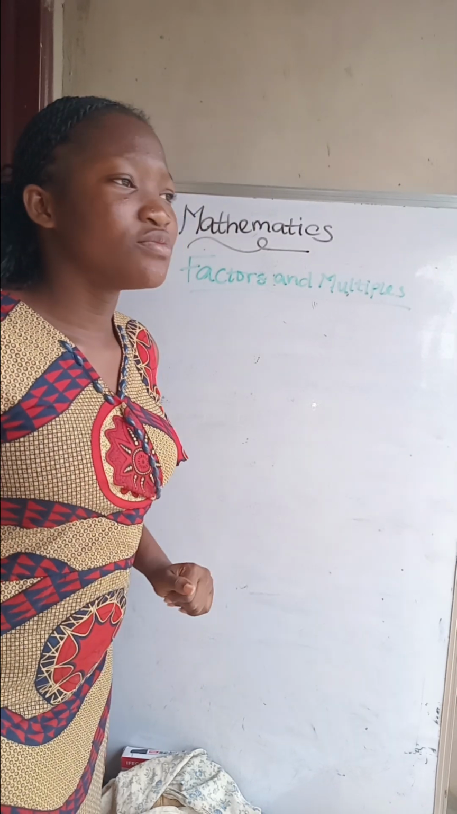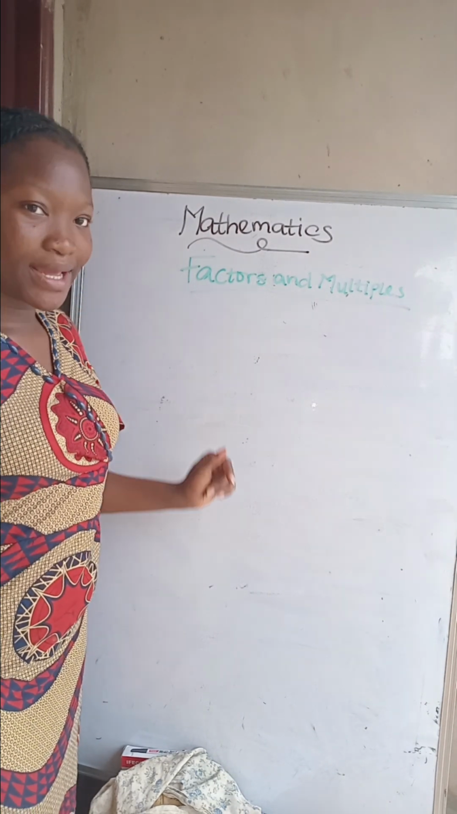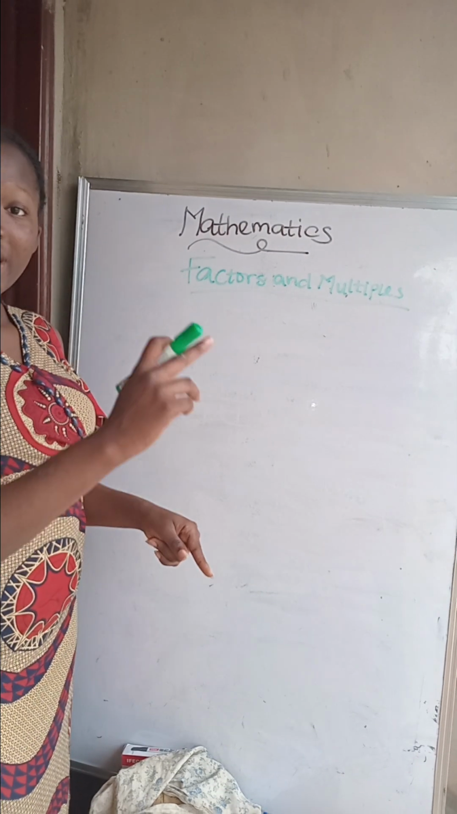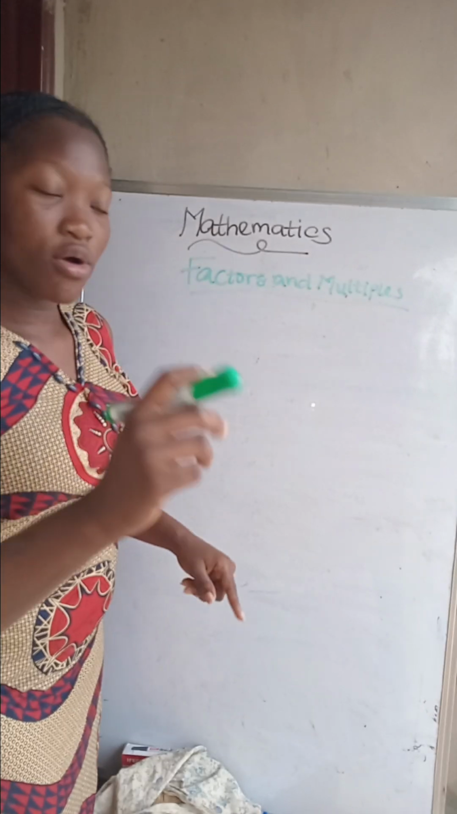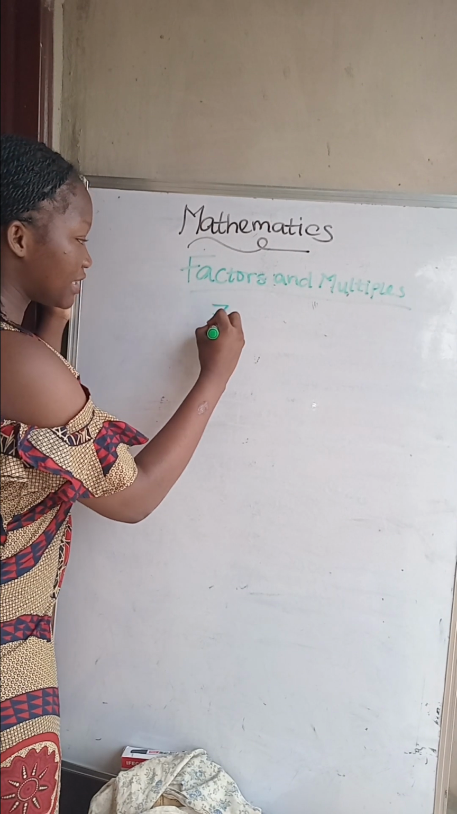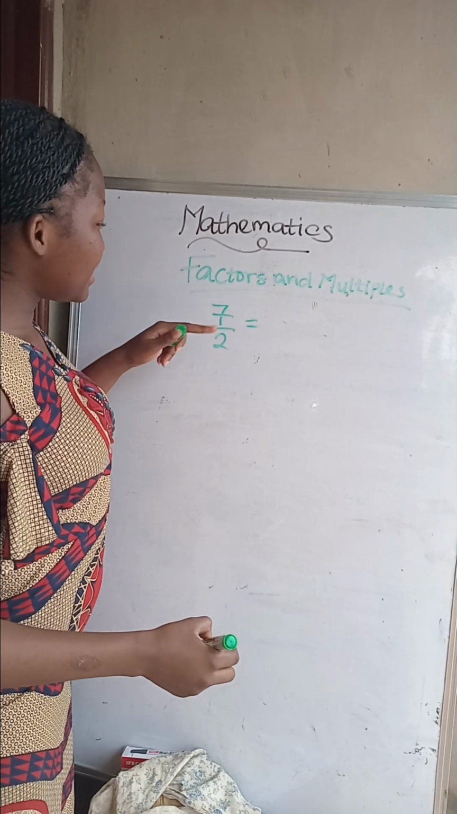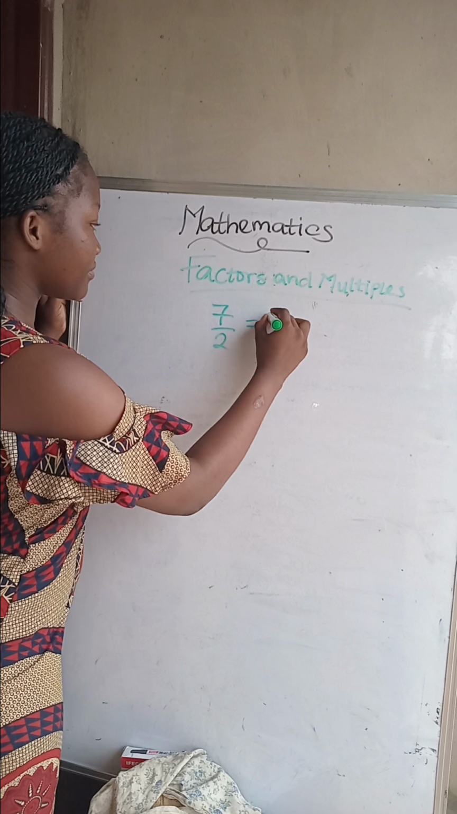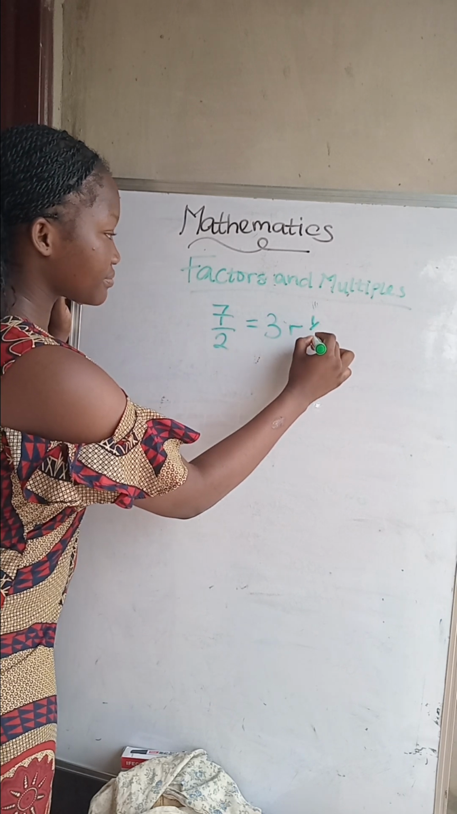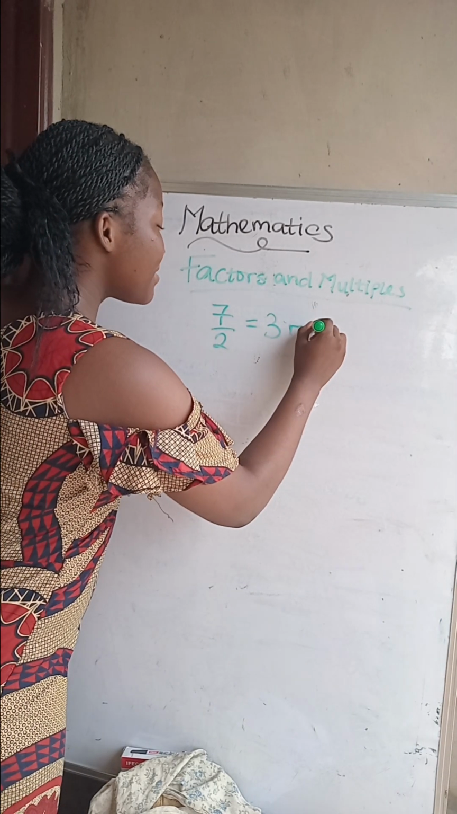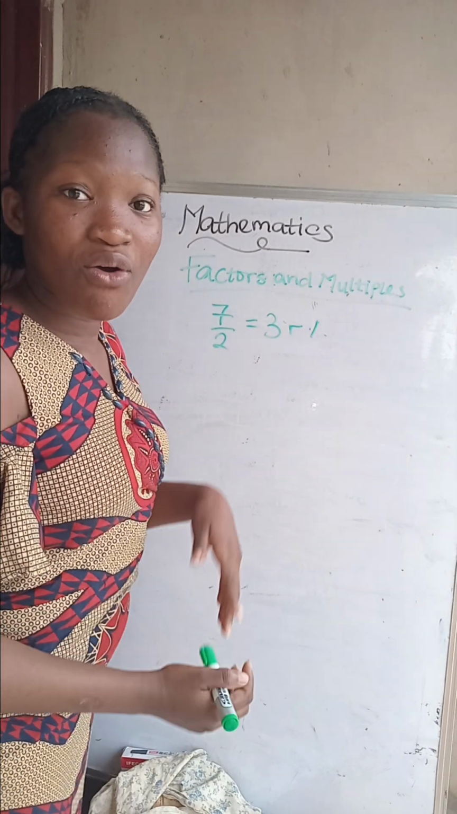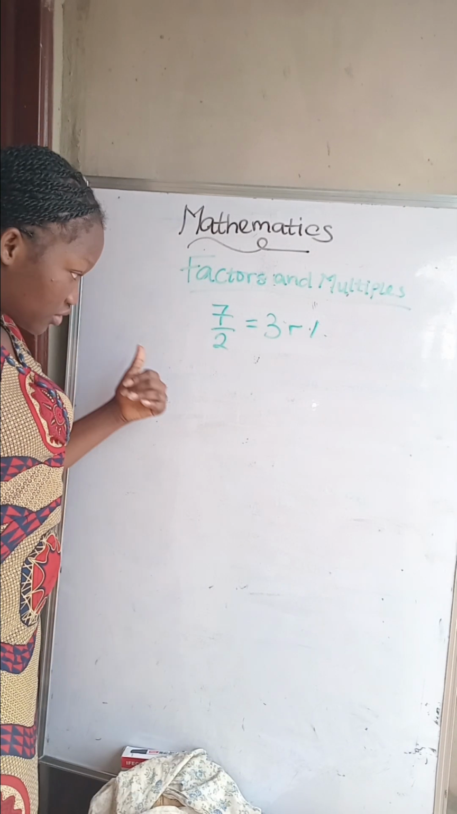Now, if I ask you 7 divided by 2, you say 3 remainder 1. We have 7 divided by 2. How many 2s can you see in 7? 3 remainder 1. So that means 2 is not a factor of 7.